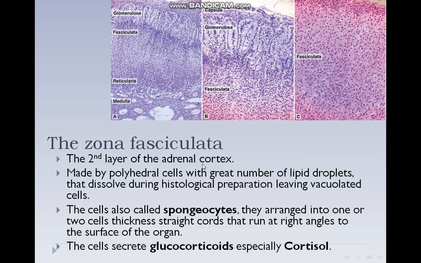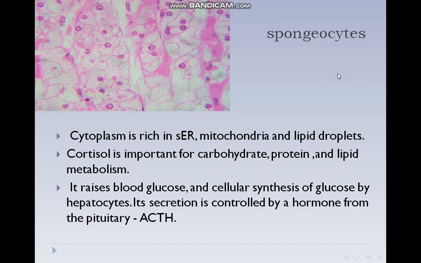The second one, which is the zona fasciculata, in which the cells are arranged into longitudinal cords of cells that are perpendicular to the capsule. They are formed by a certain type of cells that are rich with lipid droplets that disappear during routine histological preparation, leaving vacuolated cells called spongiocytes. Their major secretory activity is the production of glucocorticoid, especially cortisol. This zone is under the control of adrenocorticotropic hormone of the anterior pituitary.